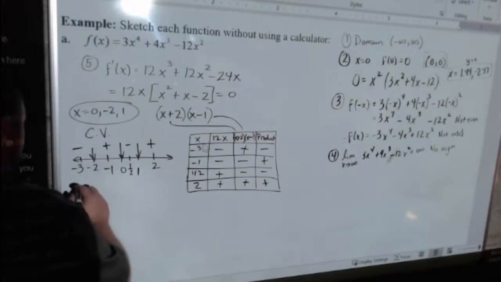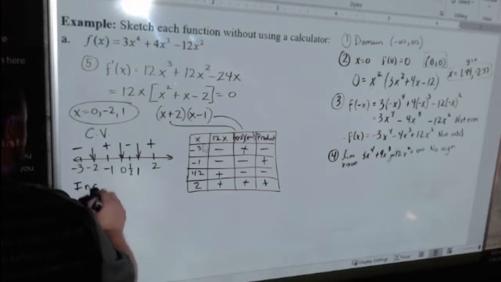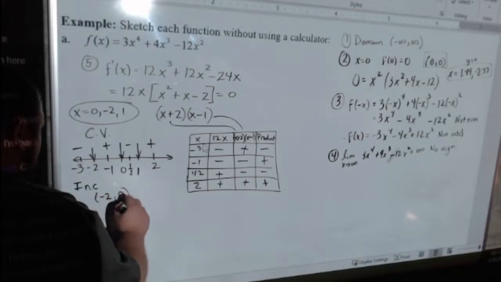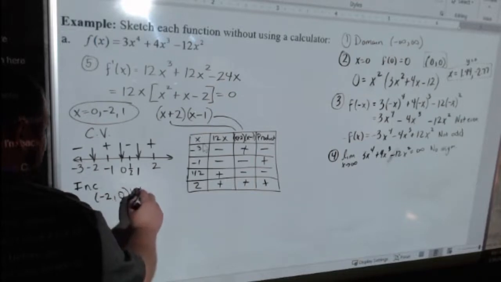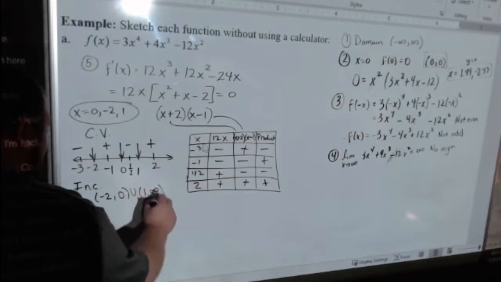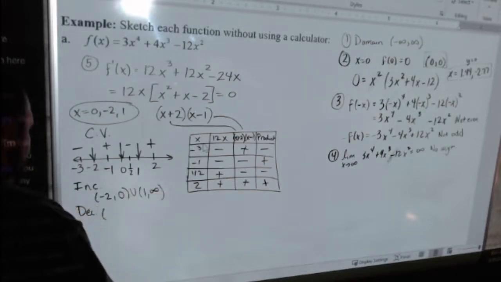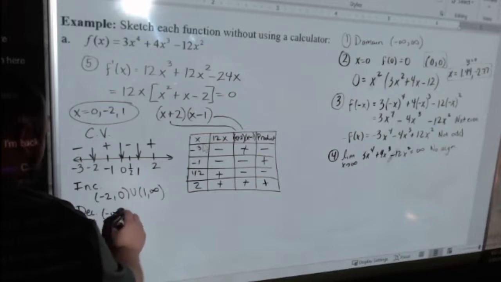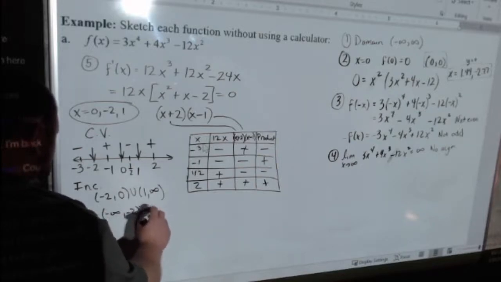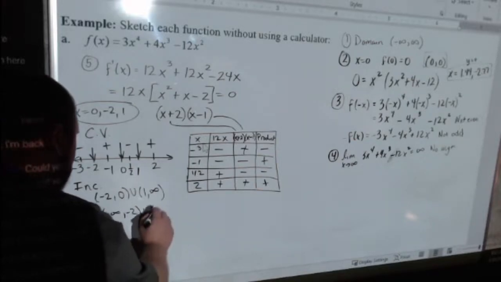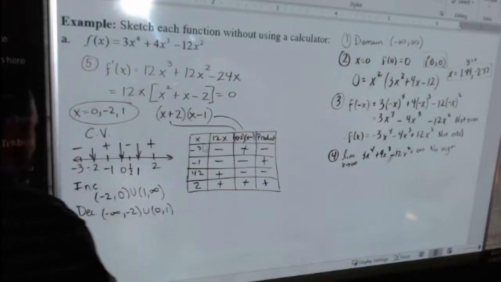So this is increasing from -2 to 0 and 1 to infinity, and it is decreasing from -infinity to -2 and 0 to 1.